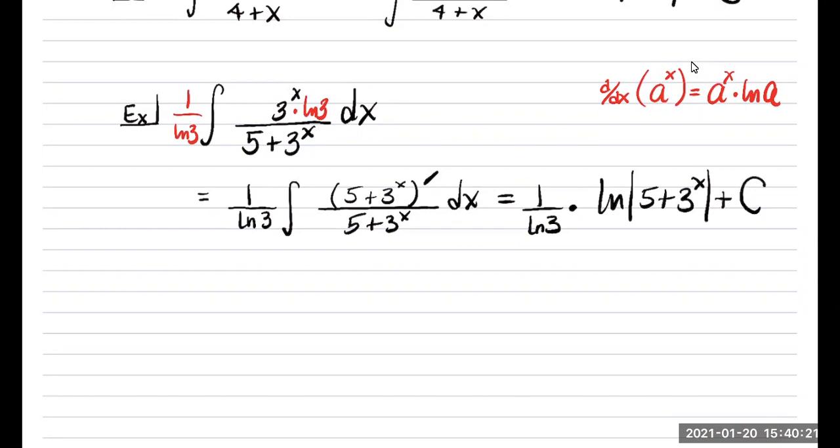In this case, it may interest you to know that the argument 5 plus 3 to the x is positive no matter what you do. And so in this case, having the absolute value bars around it is really kind of redundant. Having absolute value bars around something that's already positive doesn't make it more positive. So you can actually use parentheses instead.